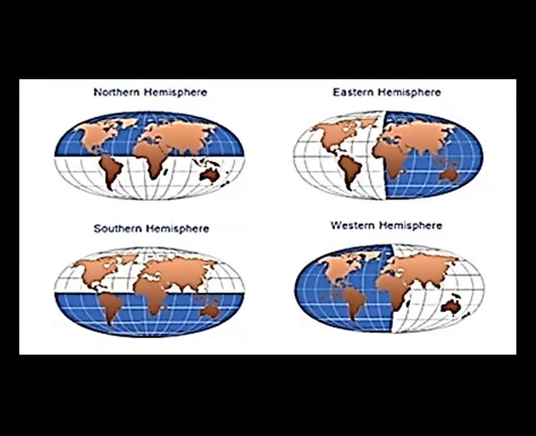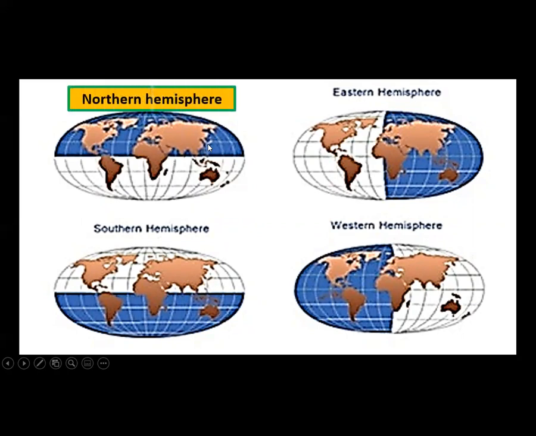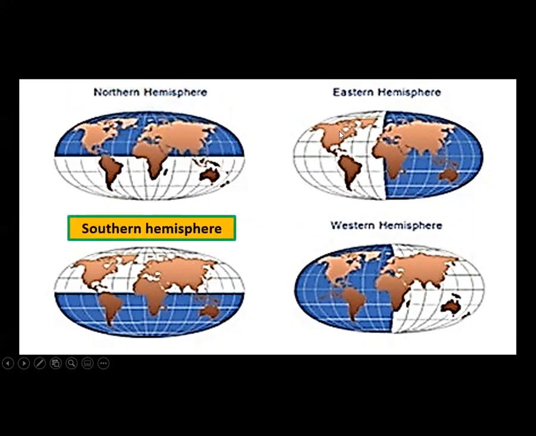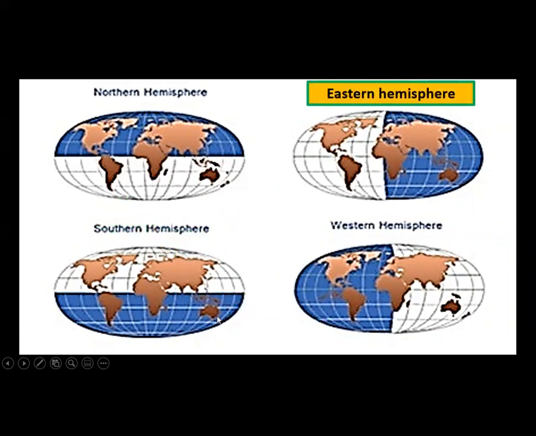Earth is the third planet in our solar system, and Earth is divided into hemispheres. The northern hemisphere is where the United States is located. The southern hemisphere is where Australia is located. In the eastern hemisphere, Australia is also located.